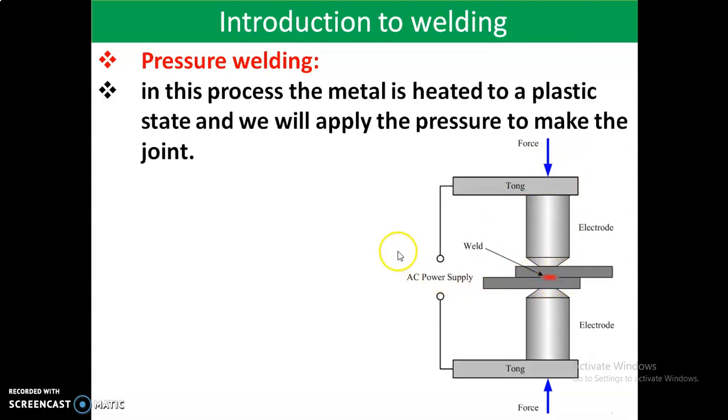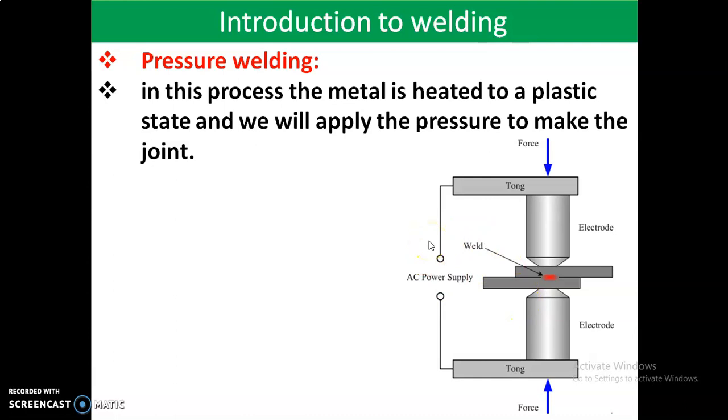Once again, listen. In the pressure welding process, the metal is heated to the plastic state and we apply pressure to make the joint. Here we are applying force or pressure on the welded joint. So I hope you understand pressure welding.